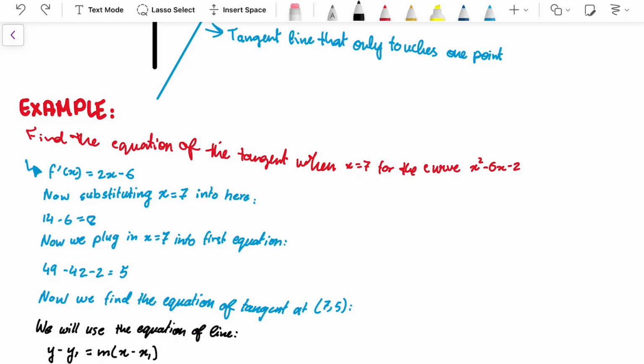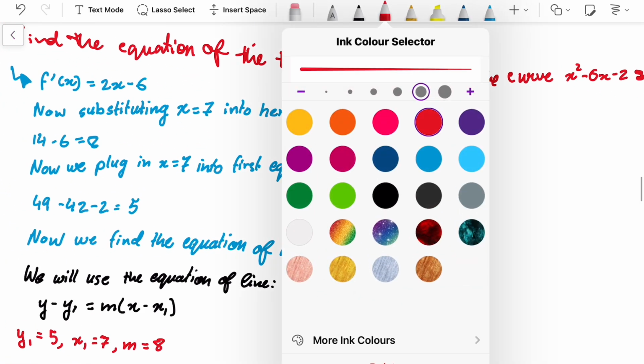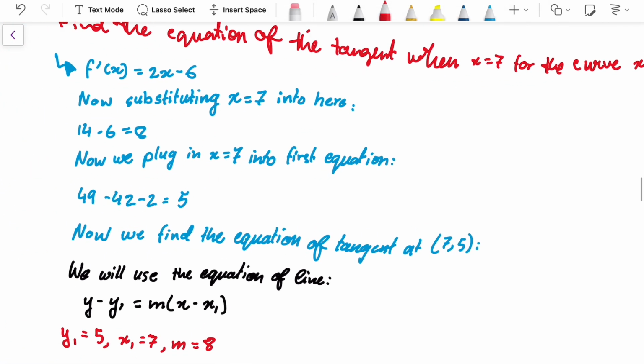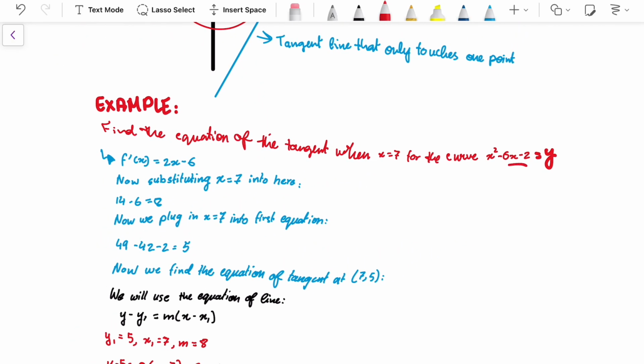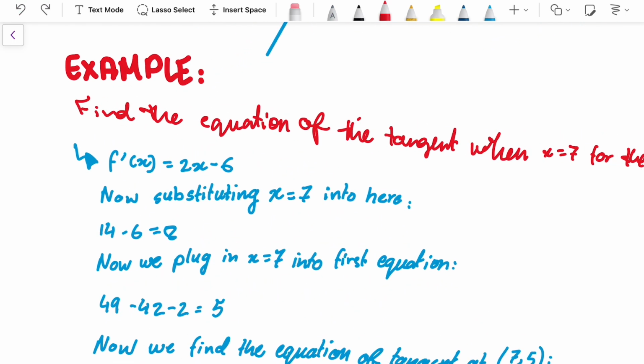Cool. So find the equation of the tangent when x is equal to 7 for the curve x squared minus 6x minus 2, and this is basically equal to y. Just so we remember, I'll just make this a bit smaller. Cool. So f'(x) is equal to 2x minus 6 when we differentiate that. So now let's substitute x is equal to 7 into here. So now we put 7 everywhere there was an x, so this becomes 2 times 7 minus 6, which is equal to 14 minus 6, and that is equal to 8.